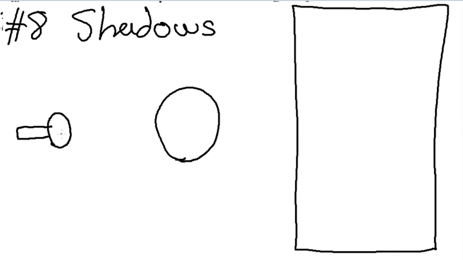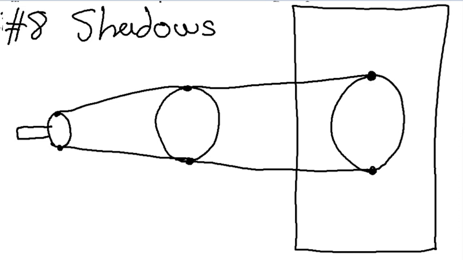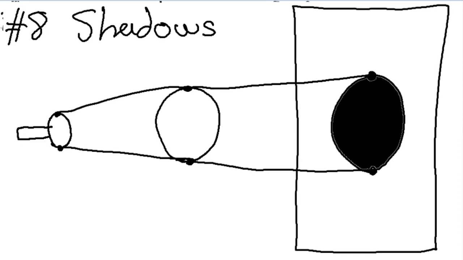So when the flashlight is turned on, we're just going to pick the ray at the top of the flashlight. It's going to go to the top of the ball, and then it's going to hit the wall. We're going to do the same thing for the bottom of the flashlight. We pick the bottom of the flashlight, the bottom of the ball, then it's going to continue like this, and it's going to form a shadow here. And this shadow is going to be just black. And yeah, this is how shadows work.